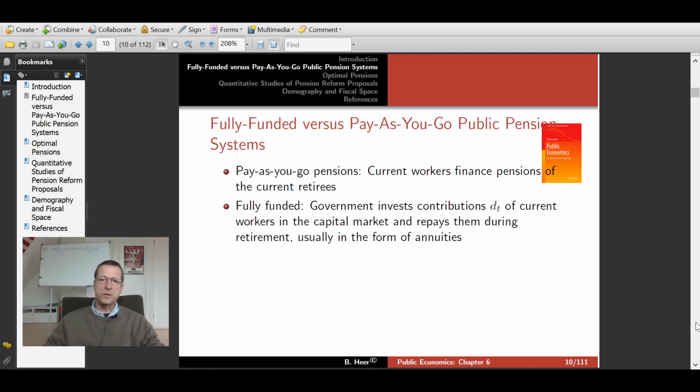And in a fully funded system, the government takes the contributions, for which we use the denomination DT, the variable DT, and invests it in the capital market. It earns, of course, interest on this investment, the real interest rate R, and it then redistributes the contribution plus interest, the principal plus interest, to the retirees, usually in the form of annuities, but as we only consider two periods, the first period we are young and work, and the second period we are old and retire, these two are the same in our model.